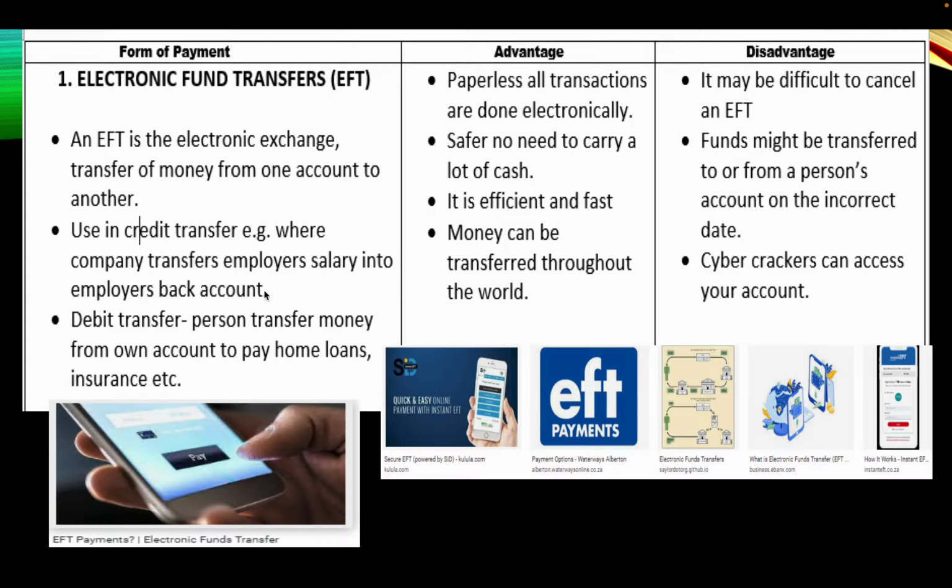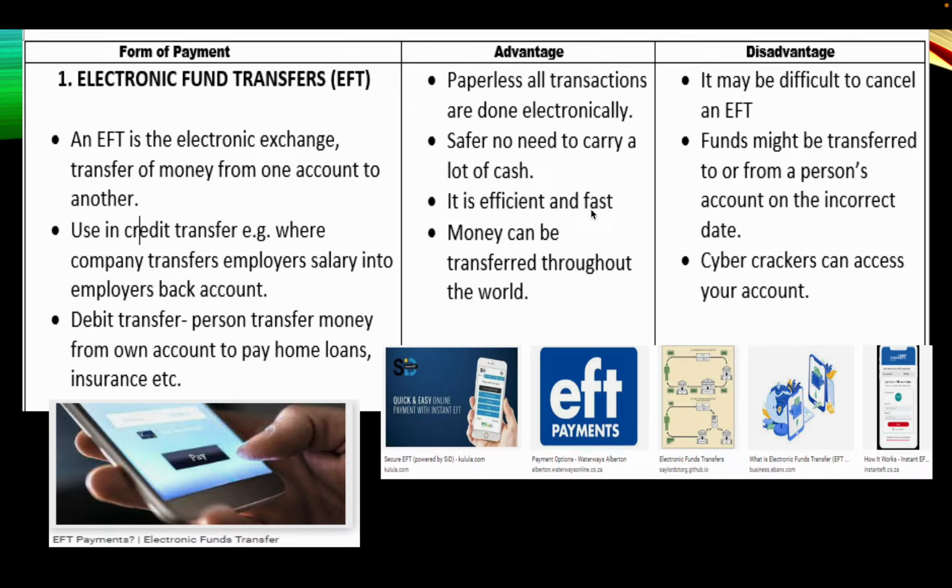Okay, so the advantages of this EFT is that it's mostly paperless, so everything is done electronically. All transactions are done electronically. You save paper as well. It is safer, with no need to carry a lot of cash. You don't need to carry cash on you, you just do everything on the phone. It is efficient and fast as well.